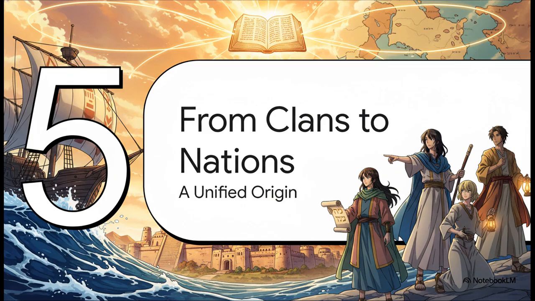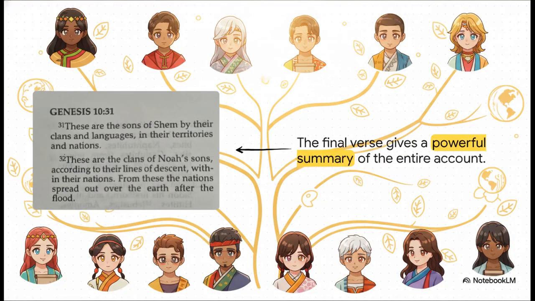So, we've traced the lines of Japheth, Ham, and Shem. We've seen the maritime peoples, the empire builders, and the ancestors of the Israelites. So what's the big picture here? How does the text tie all these threads together? Well, the answer is right there in the very last verse of the chapter. The author doesn't leave us hanging.